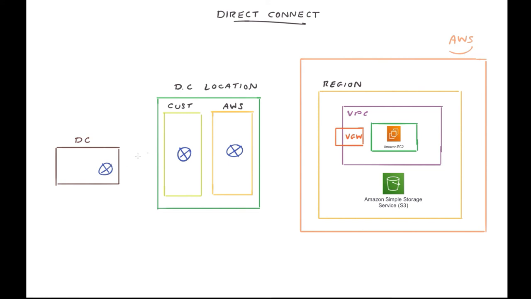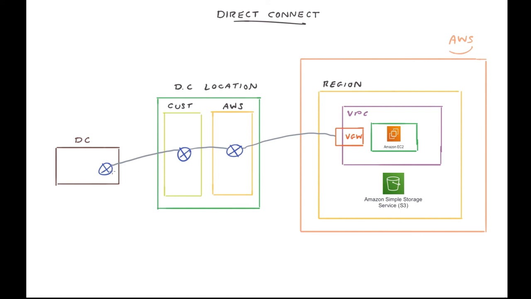So there'll be two virtual interfaces. One of them will be a private virtual interface, and we'll define this by using this gray line here. That connects from your on-premise router to the customer side of the Direct Connect location. Now from here, there'll be a cross connect from the customer router to the AWS router within the same Direct Connect location. And then from here, this private virtual interface will connect to your virtual gateway. This will allow connectivity through to your resources within your VPC.